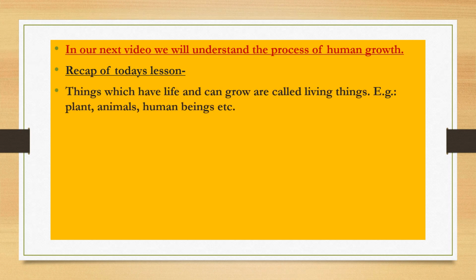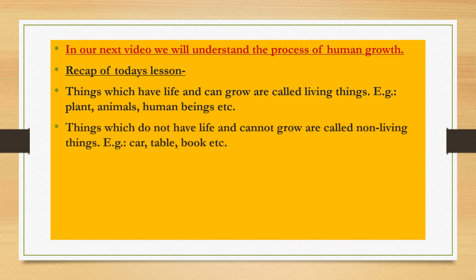Things which have life and can grow are called living things. Example, plants, animals, human beings, birds, etc. Things which do not have life and cannot grow are called non-living things. Example, car, table, book, etc.